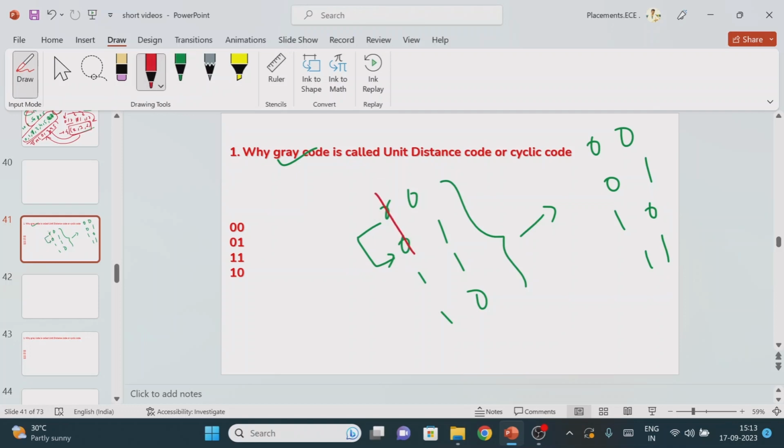00 means no change, right? How many bits are changing here? 0 to 1 means one difference, right? One bit changing. So here, how many bits are changing? 0 to 1 means one change, 1 to 1 means no change, right? So again 1 to 1 means no change, 1 to 0 means one change.